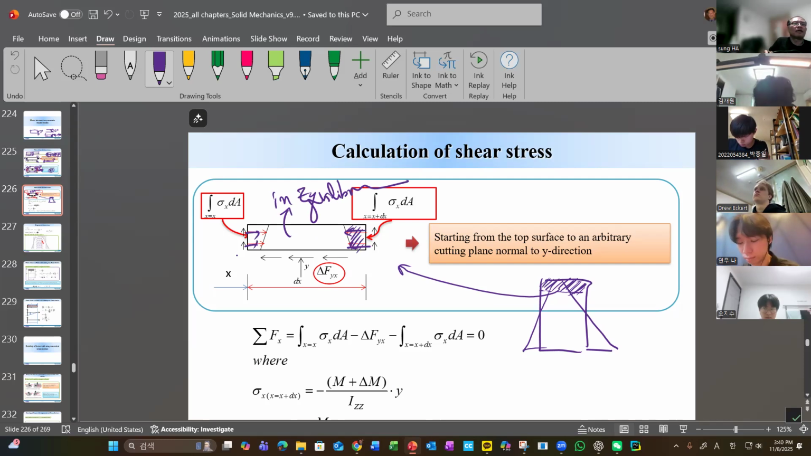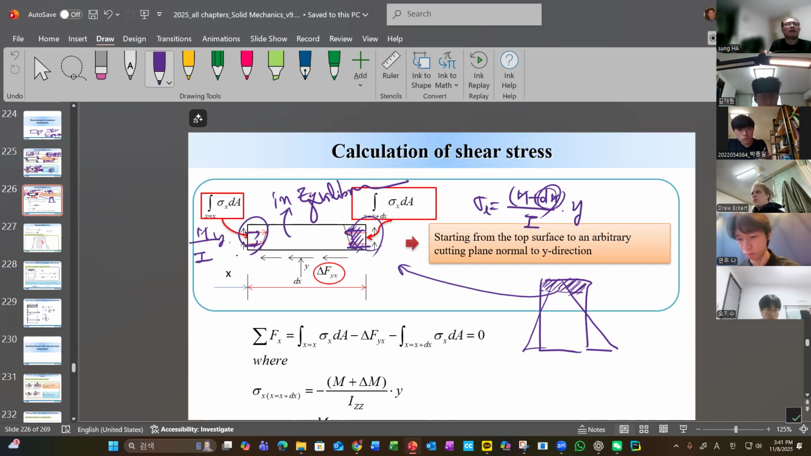So this force will be larger than this. Why? Well, again, sigma x equals My over I, moment plus dM, right? This is the dM, and here the moment is smaller than this. So we do have a little bit of a difference between these axial stresses. So if we have only this and that, there's no x equilibrium. X directional equilibrium is not satisfied.